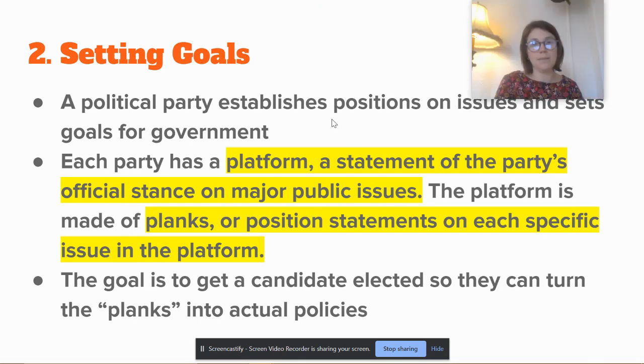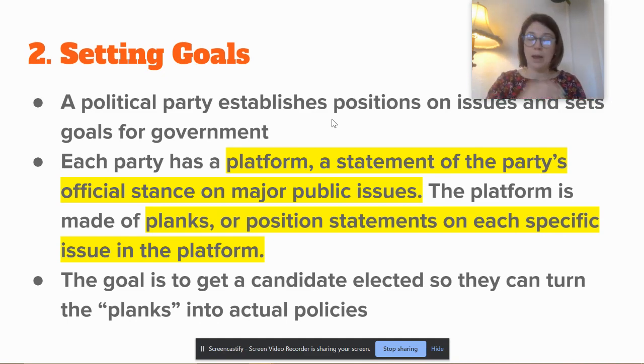The next element of what a political party does is setting goals. A political party establishes positions on issues and then sets the goals for the government. Each party has a platform. Now, think about what a platform is. A platform is a raised structure that you stand on. We're talking here about a metaphorical platform. The platform is the word we use to describe the statement of that party's official stance on major public issues.